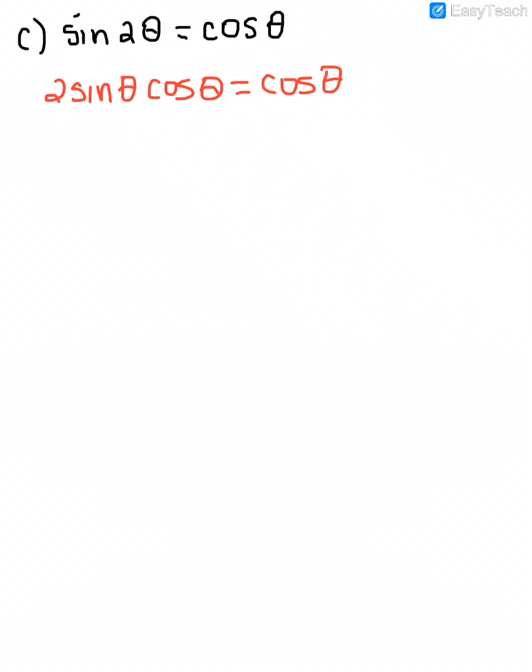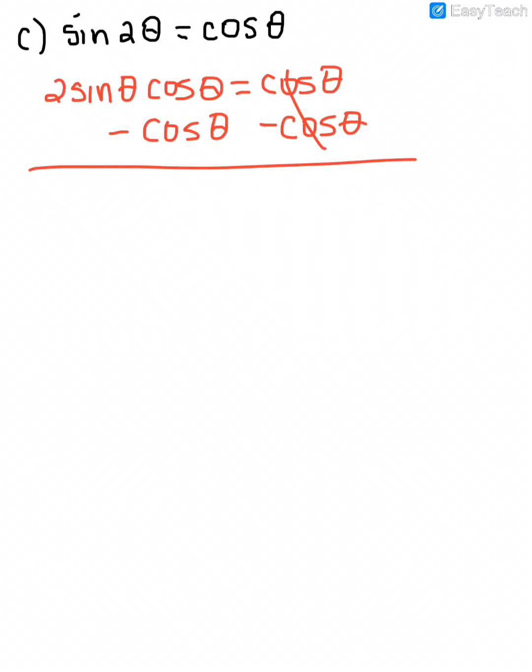This has more than one trig function in it, so it's not just linear, so I can't just isolate the variable. So let me move everything over to one side and see if I can factor. If I do that, I'm going to subtract cosine of theta from both sides of the equation. Of course, these are not like terms, so I can't combine them. So I have 2 sine of theta cosine of theta minus cosine of theta.